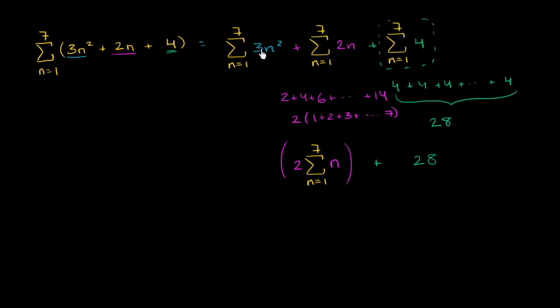And now we can do the same thing with this. We're taking the sum from n equals 1 to 7 of 3n squared, doing the same exact thing as we just did in magenta. This is going to be equal to 3 times the sum from n equals 1 to 7 of n squared. We're essentially factoring out the 3, just as we factored out the 2. And once again, we could put parentheses just to clarify things.